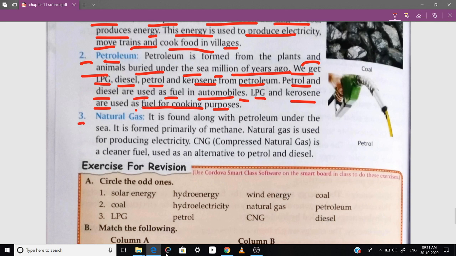The third is natural gas. It is found along with petroleum under the sea. It is formed primarily of methane. Natural gas is used for producing electricity. CNG, compressed natural gas, is a cleaner fuel used as an alternative to petrol and diesel.